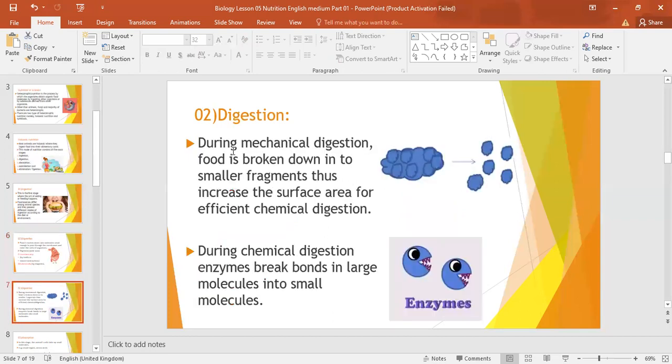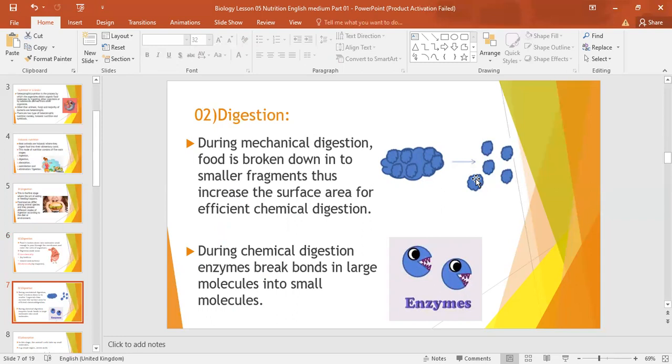Here you can see this is the mechanical digestion. During mechanical digestion, food is broken into smaller fragments, thus increasing the surface area for efficient chemical digestion. Okay, why are they broken? For increasing the surface area, for making enough area for these enzymes to act on the surface. That is why they are broken into smaller particles for acting enzymes.